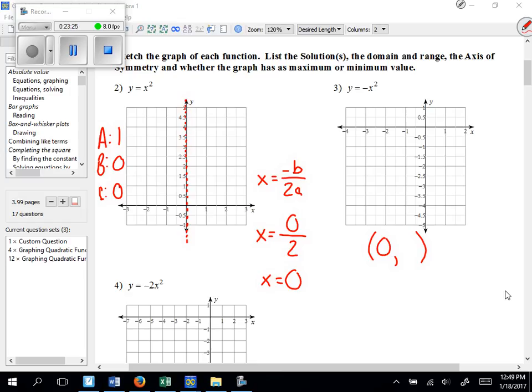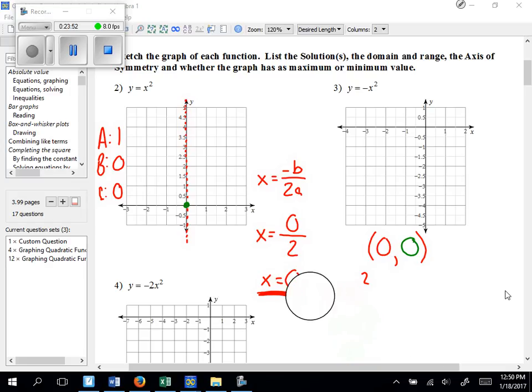Step 3 says to plug in this to find out what my y value should be. So if the equation is y equals x squared, I'm going to go where x is, and I'm going to put a 0. So y equals 0 squared, and 0 squared is 0. So the ordered pair for my vertex would be at 0, 0.